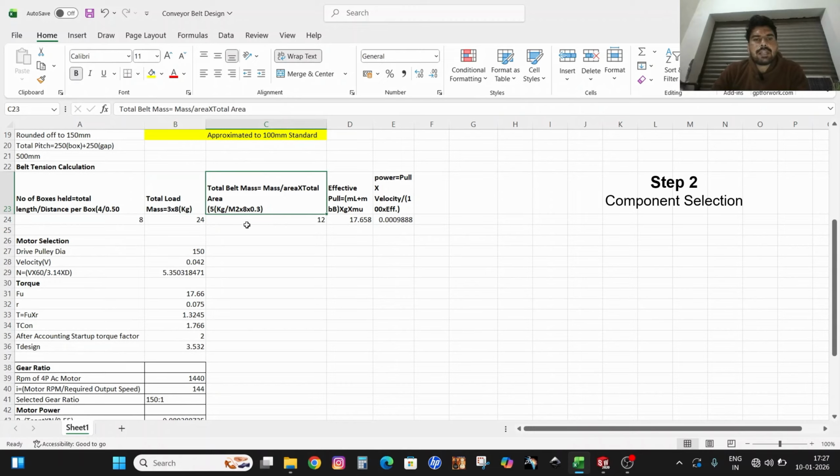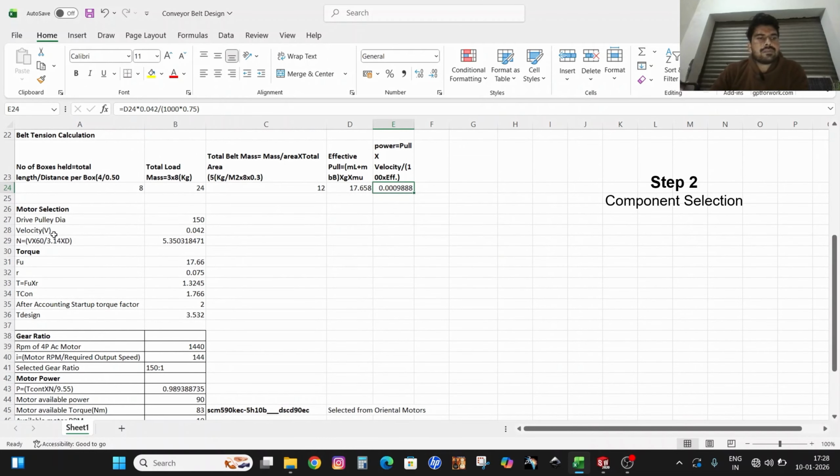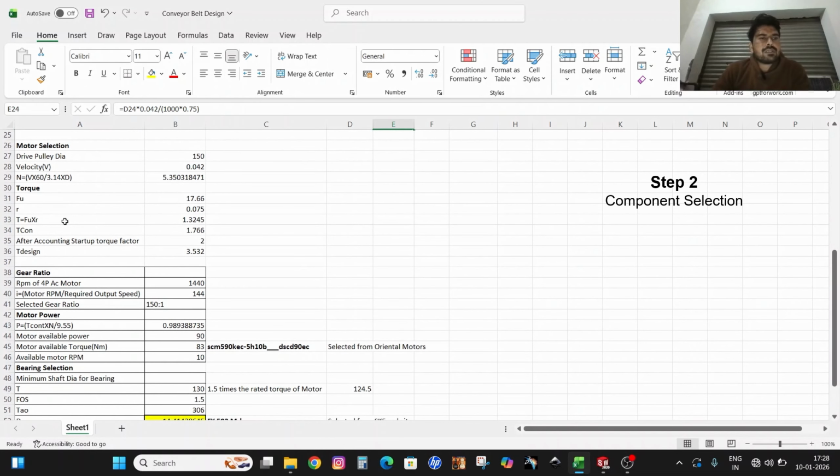load multiplied by g multiplied by the coefficient of friction, which gives me 7.658. The coefficient of friction selected is 0.005, and power will be calculated by the formula pull multiplied by velocity divided by 1000 times efficiency, which is in kilowatts. So it is 0.0000098 kilowatts. Now coming to the motor selection.